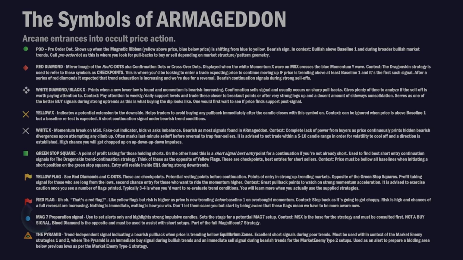Used to find best short entry continuation signals for the dragon skin trend continuation strategy. Think of these as the opposite of the yellow flags. They are checkpoints, best entries for short sellers. Context. Price must be below all baselines when initiating a short position on the green stop squares. Entry will reside inside EQ1 during strong downtrends. You're getting in on the pullback.